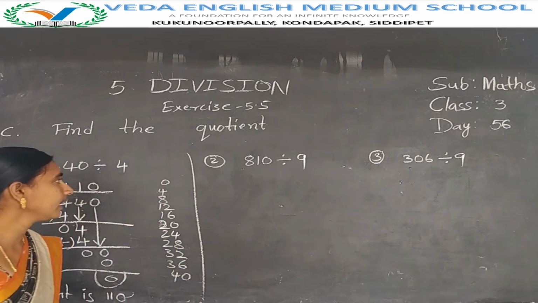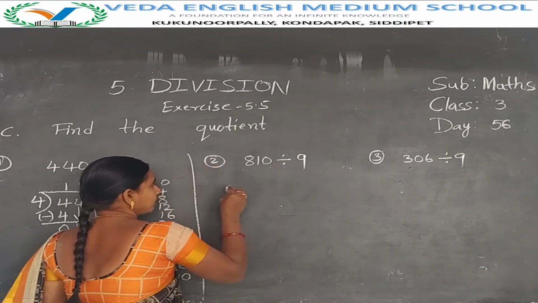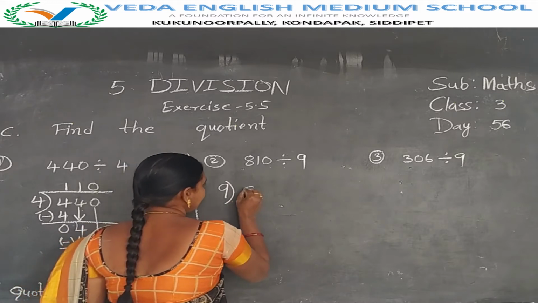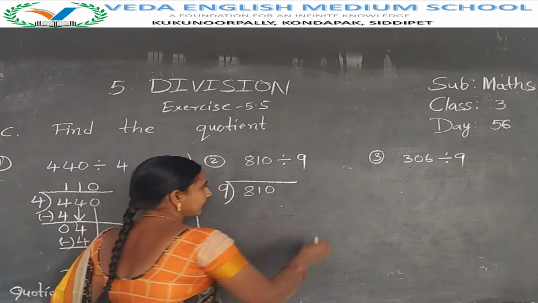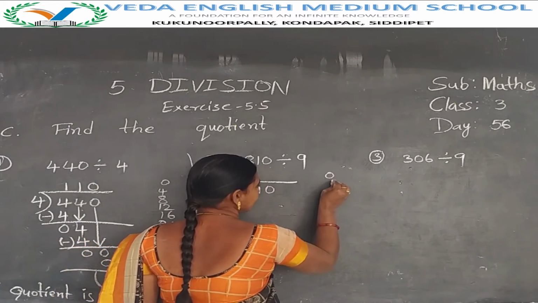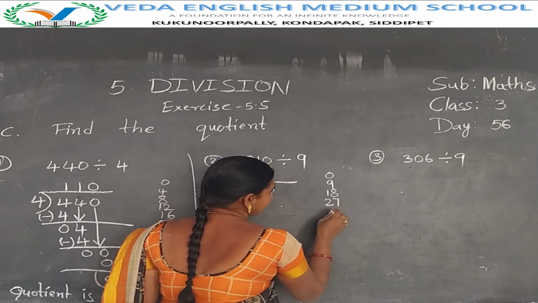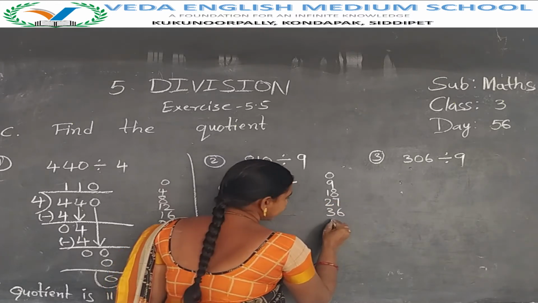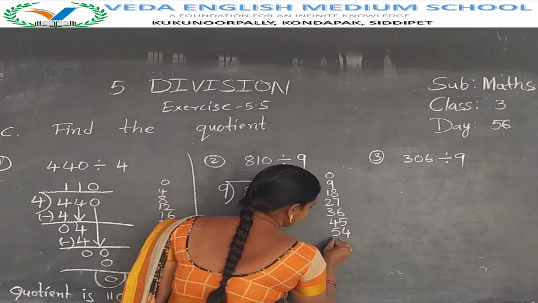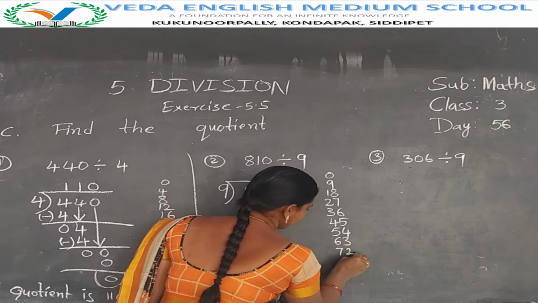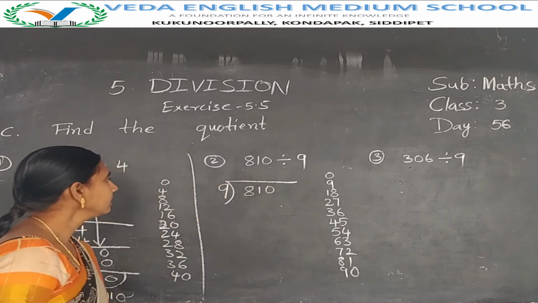Second problem, see Nana, 810 divided by 9. In this problem, divisor is the 9, dividend is the 810. Okay, it's the 9. So write here 9 table: 9 0s are 0, 9 1s are 9, 9 2s are 18, 9 3s are 27, 9 4s are 36, 9 5s are 45, 9 6s are 54, 9 7s are 63, 9 8s are 72, 9 9s are 81, 9 10s are 90. Okay?